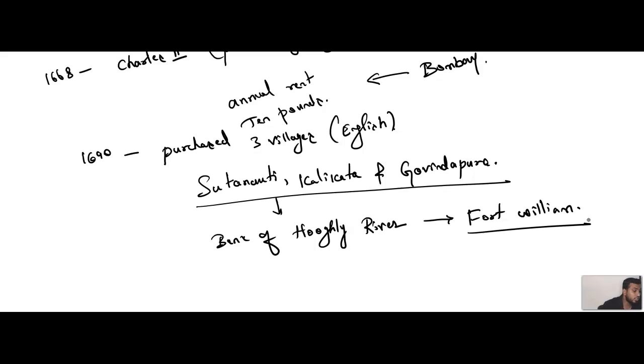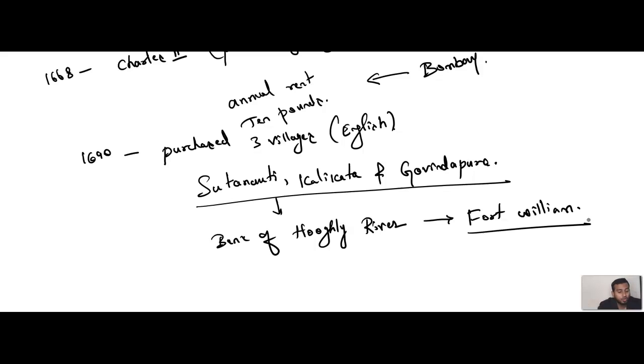Which is the first fort? Which is the second fort? Fort William. Did you understand? So, where is St. George Fort? St. George Fort is located in Madras. Very good. This is also a question. Where is it located? In Madras.